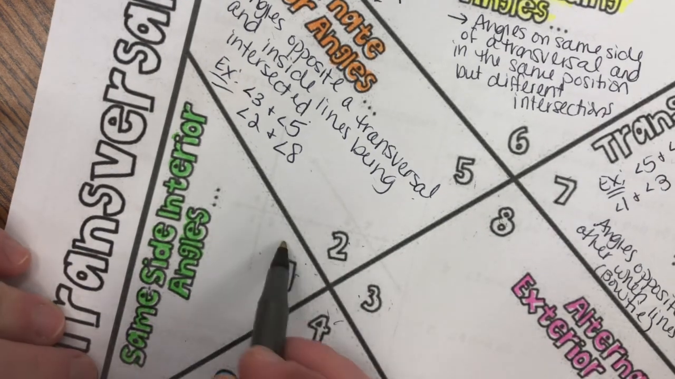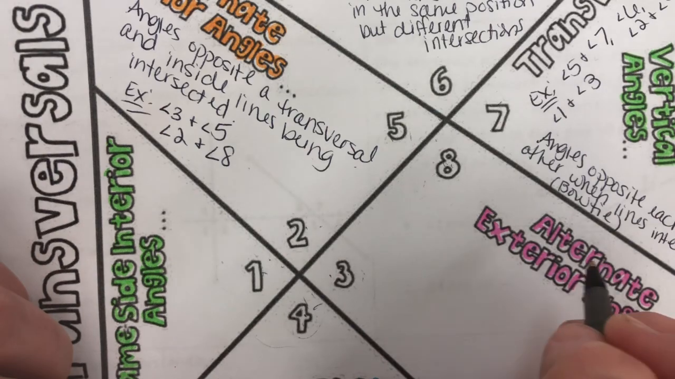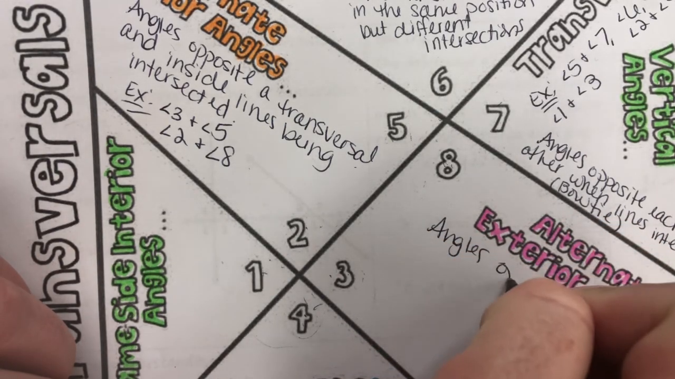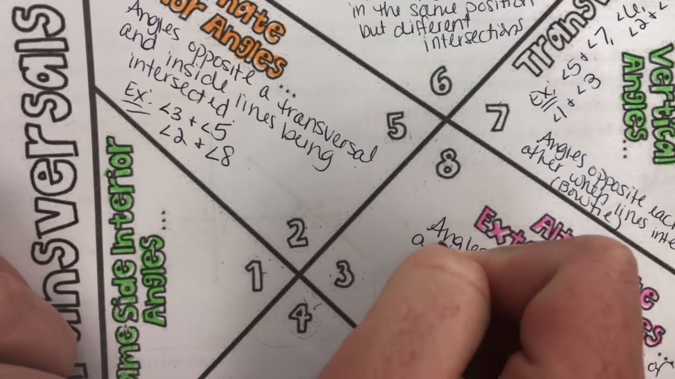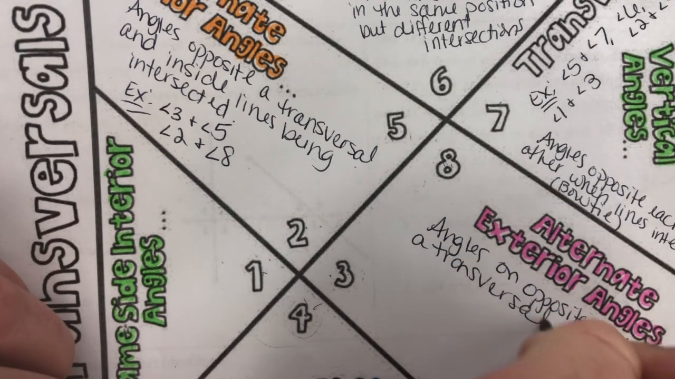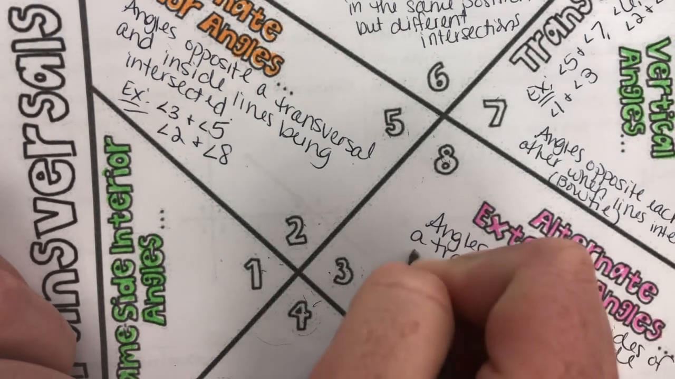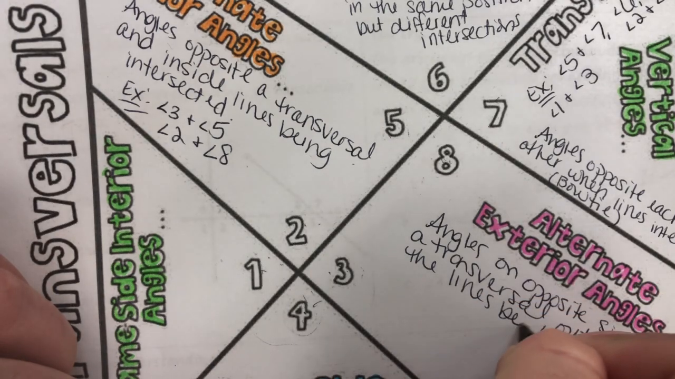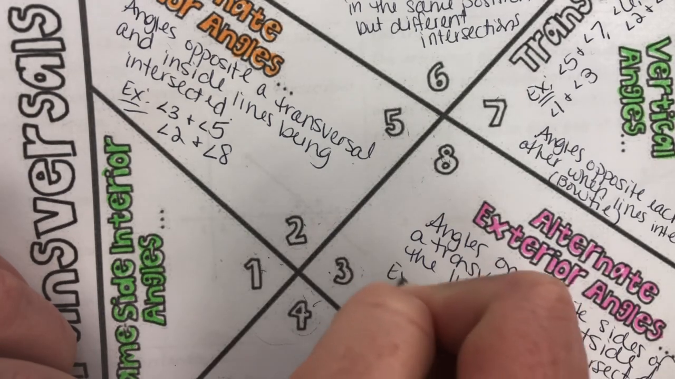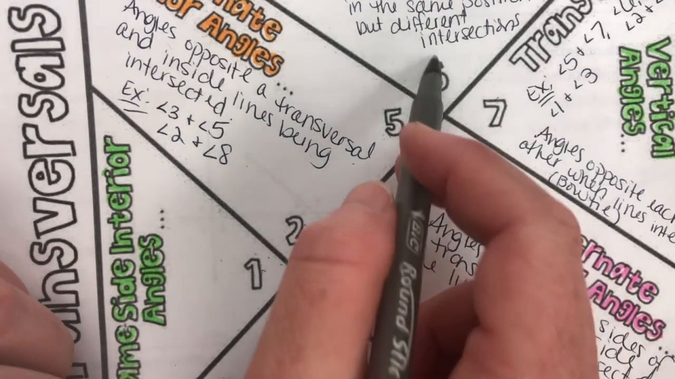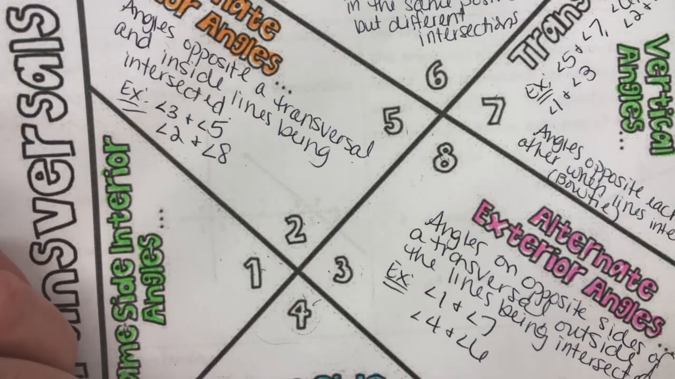Alternate exterior angles would be 1 and 7 or 4 and 6. So alternate exterior are on opposite sides of a transversal. Angles on opposite sides of a transversal outside the lines being intersected. The lines being intersected by the transversal. Okay, and examples would be, like we said, 1 and 7 or 6 and 4. So that's our alternate exterior angles.